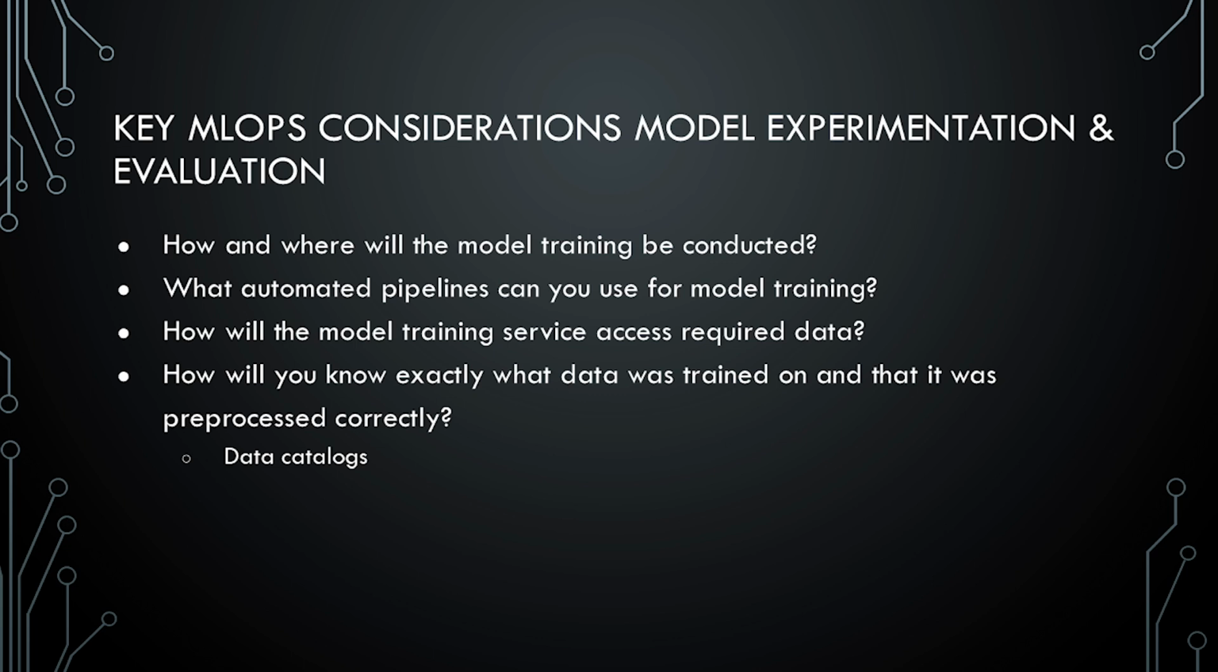This is where things like data catalogs come into play. Data catalogs are ways of doing exactly that, cataloging the data that your model trained on. We can also do things like further attestation of the data that we trained on using hashing functions or hashing algorithms.